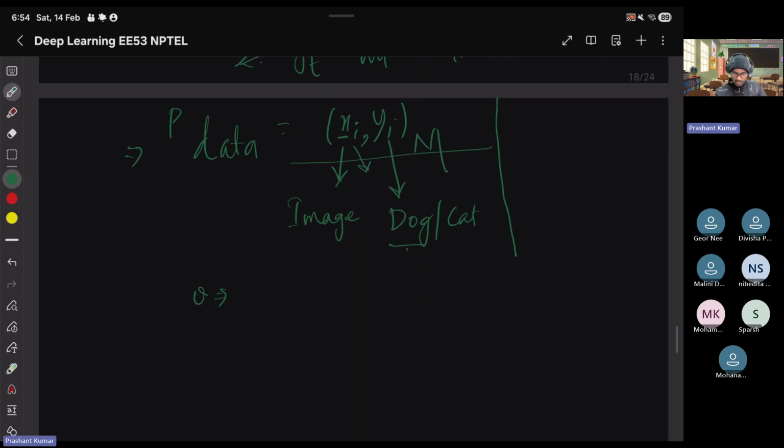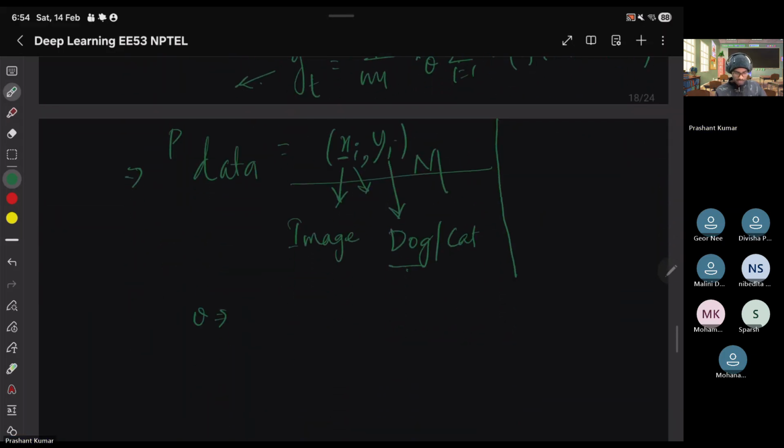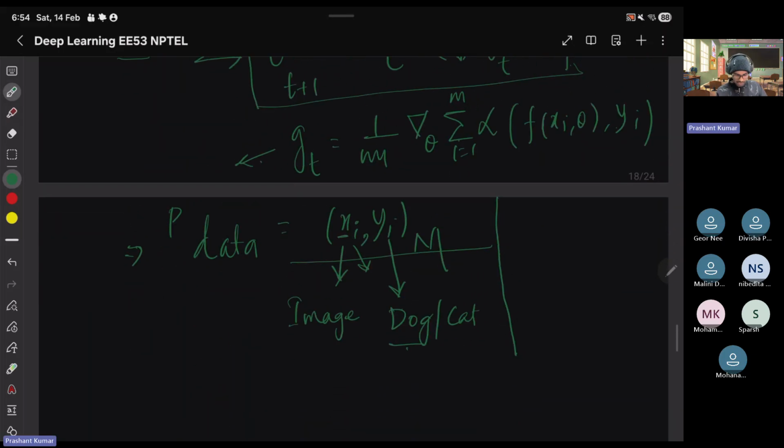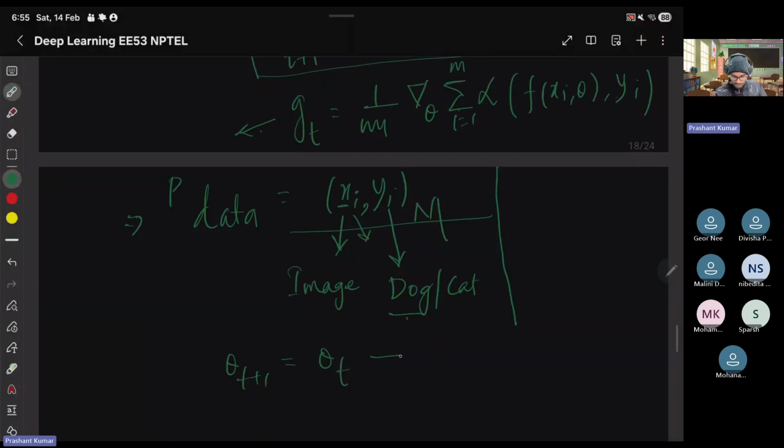Whatever the process that is happening here, alpha is basically the learning rate, or how far I want to go in the direction of the gradient, or the opposite direction of the gradient, because I am taking minus here. So I am saying theta t plus 1 is equal to theta t minus alpha g_t plus, let's call it, beta v.